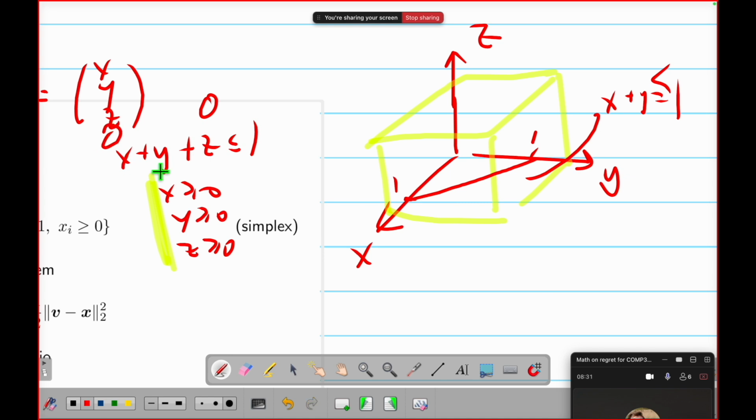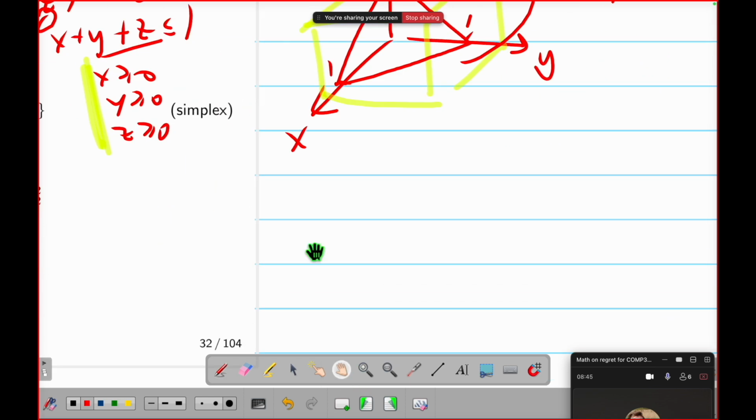And then what happens if I put X equals 0? I have Y plus Z smaller than 1. Y plus Z smaller than 1 means this line. In the end, X plus Z smaller than 1 means this line. And that means what? Yellow gives me the box, red gives me this triangle. So in the end, what do I have? This region, including the inside.